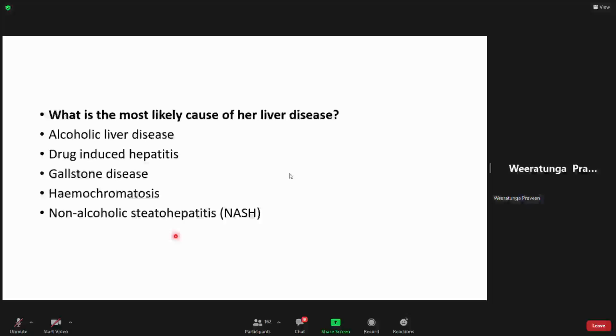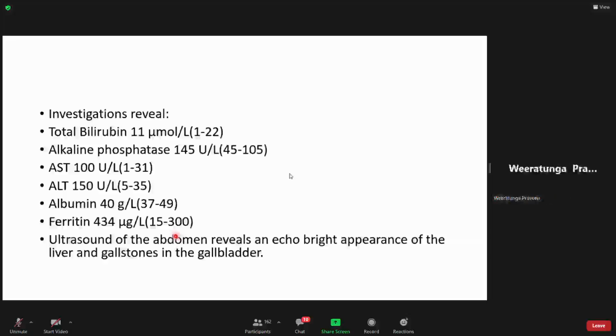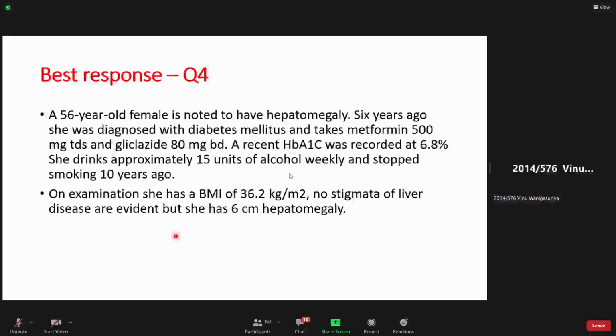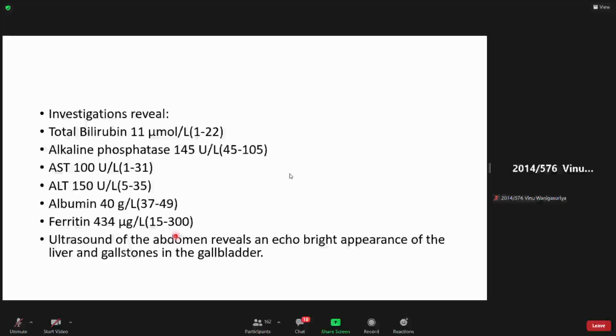I don't usually ask MCQs like this, I'm just saying. So alcoholic. Why not? Why alcoholic and why not the other? HbA1c is 6.8, so glycemic control is good, and the ALT is also higher than AST. With alcohol, usually it's the other way around: AST is higher than ALT.